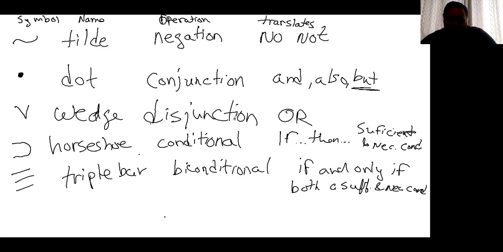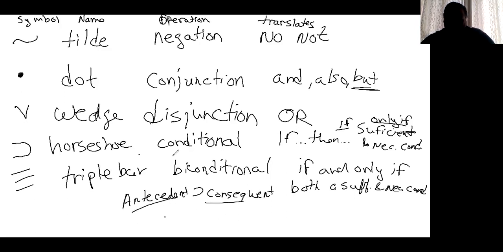Now, there are a couple examples. The horseshoe can translate just if you have the word if and not the word then, or if you have the word only if, but not the word if and only if. Anytime you have the word if, it always signals that what follows is your antecedent, the part that goes before the horseshoe. And if you have the word only if, that always signals the necessary conditional, and that always goes after the horseshoe. It's called our consequent. So we have to remember that a horseshoe statement is always antecedent, horseshoe, consequent. Those are important terms to remember. Whenever you have the word if, it always signals the antecedent. And if you have the words only if or necessary conditional, it signals the consequent.